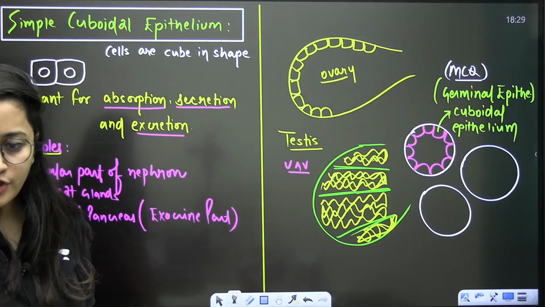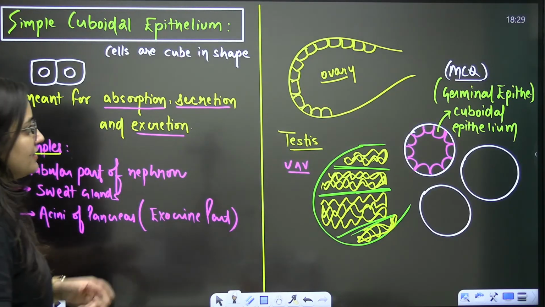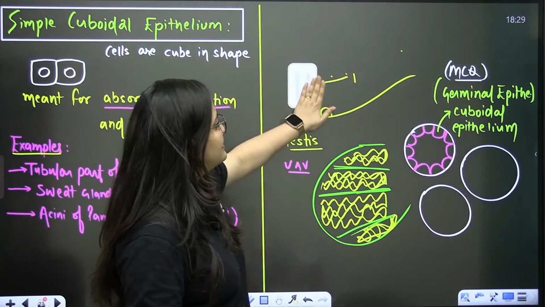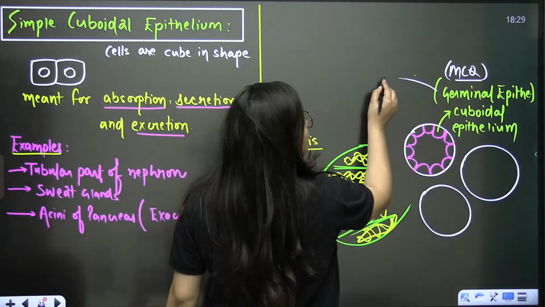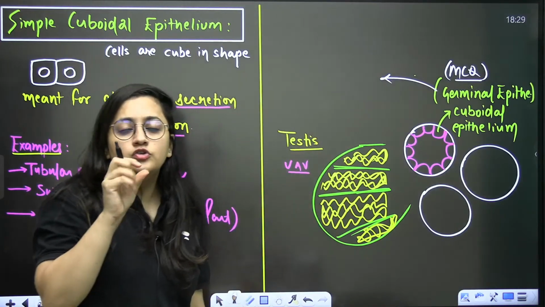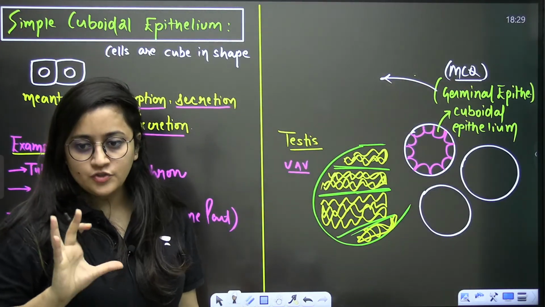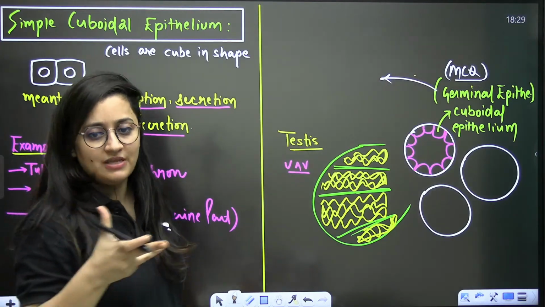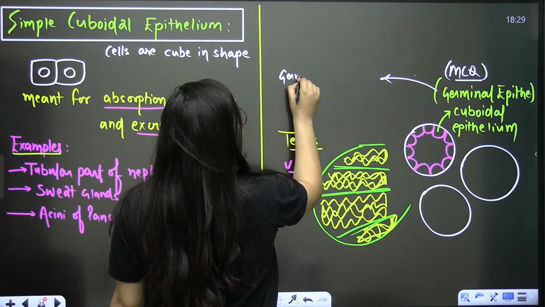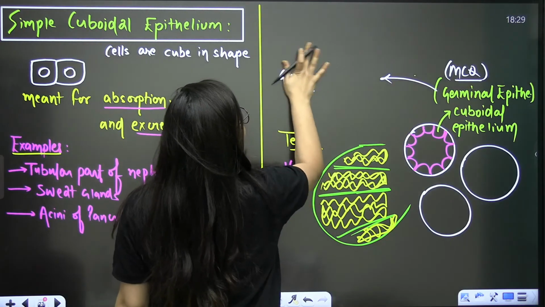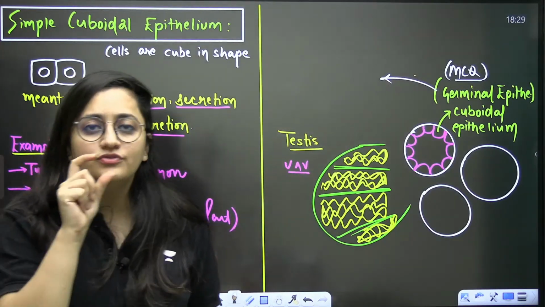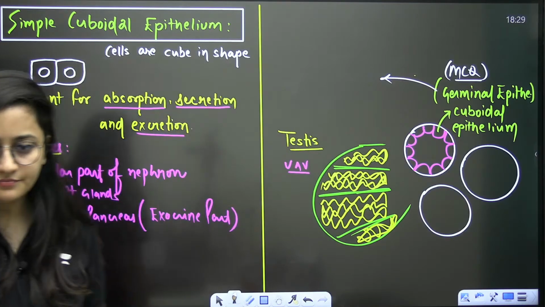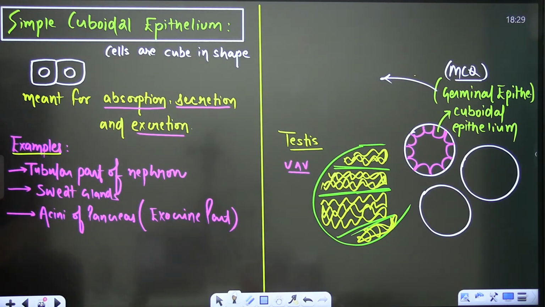In the ovaries also you will see this cuboidal epithelium, the germinal epithelium, as in the seminiferous tubule. Why do we call it germinal epithelium? Because germinal means to germinate, to form something. It is going to form the germ cells, the spermatogonia and so on, in the case of the testis. That is why we use the word germinal epithelium. So examples are important.